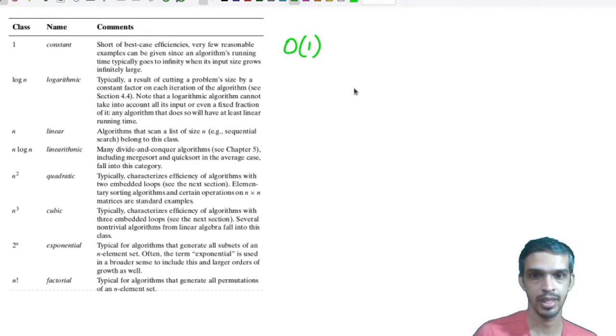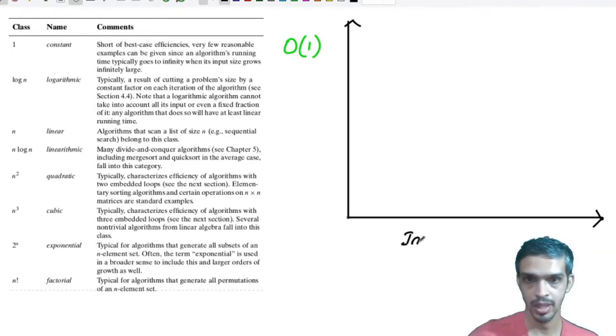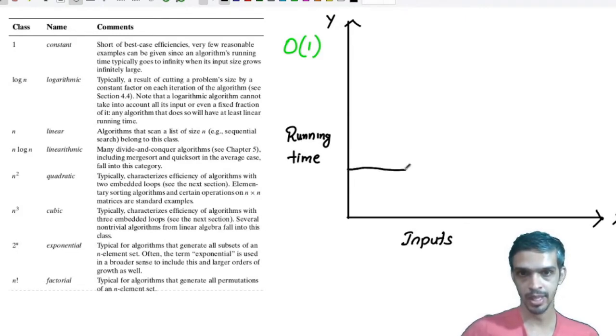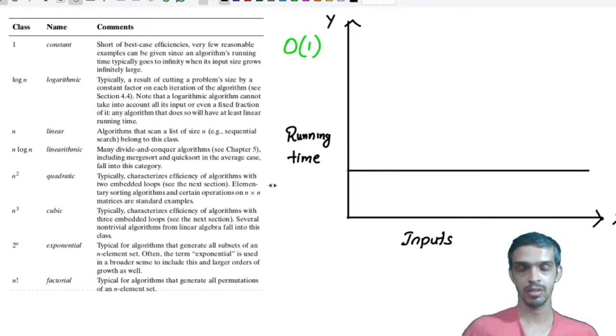So if you represent it as a graph, with input size on the x-axis and running time on the y-axis, you will get a graph like this. Constant time: irrespective of the input, the time complexity will be a constant. So the line will be somewhere here, it can be anywhere depending on the algorithm.